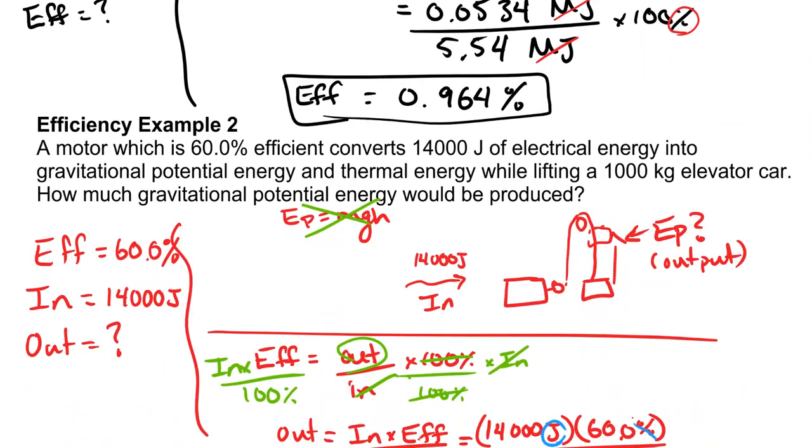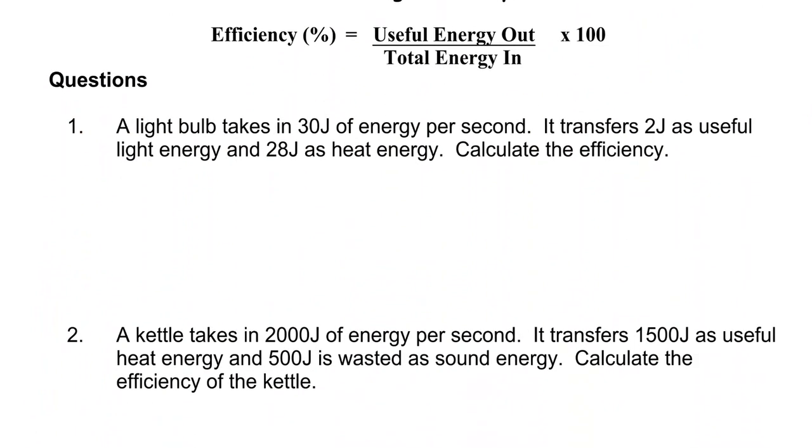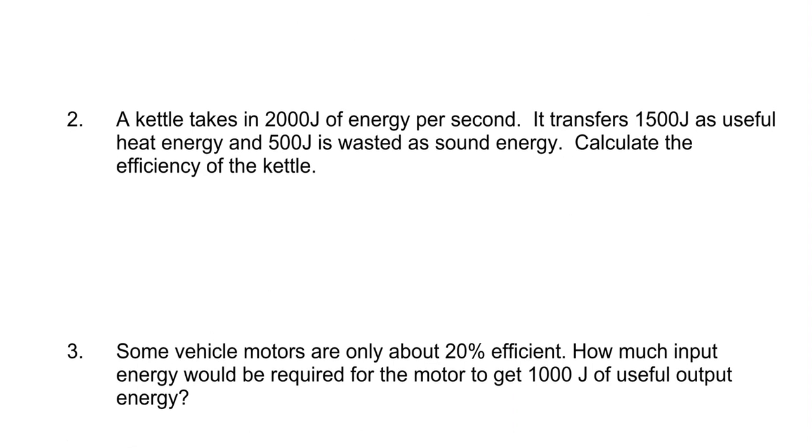We got some questions for you. There's 4 questions here. Most of them are fairly straightforward. We got the efficiency calculation up at the top. So number 1, a light bulb takes in some energy. It transfers 2 joules as useful light and 28 as wasted heat. Calculate the efficiency. So you've got to pick which one of these is useful output energy. Do you want a light bulb to make light, or do you want a light bulb to make heat? I don't know. What do you think?